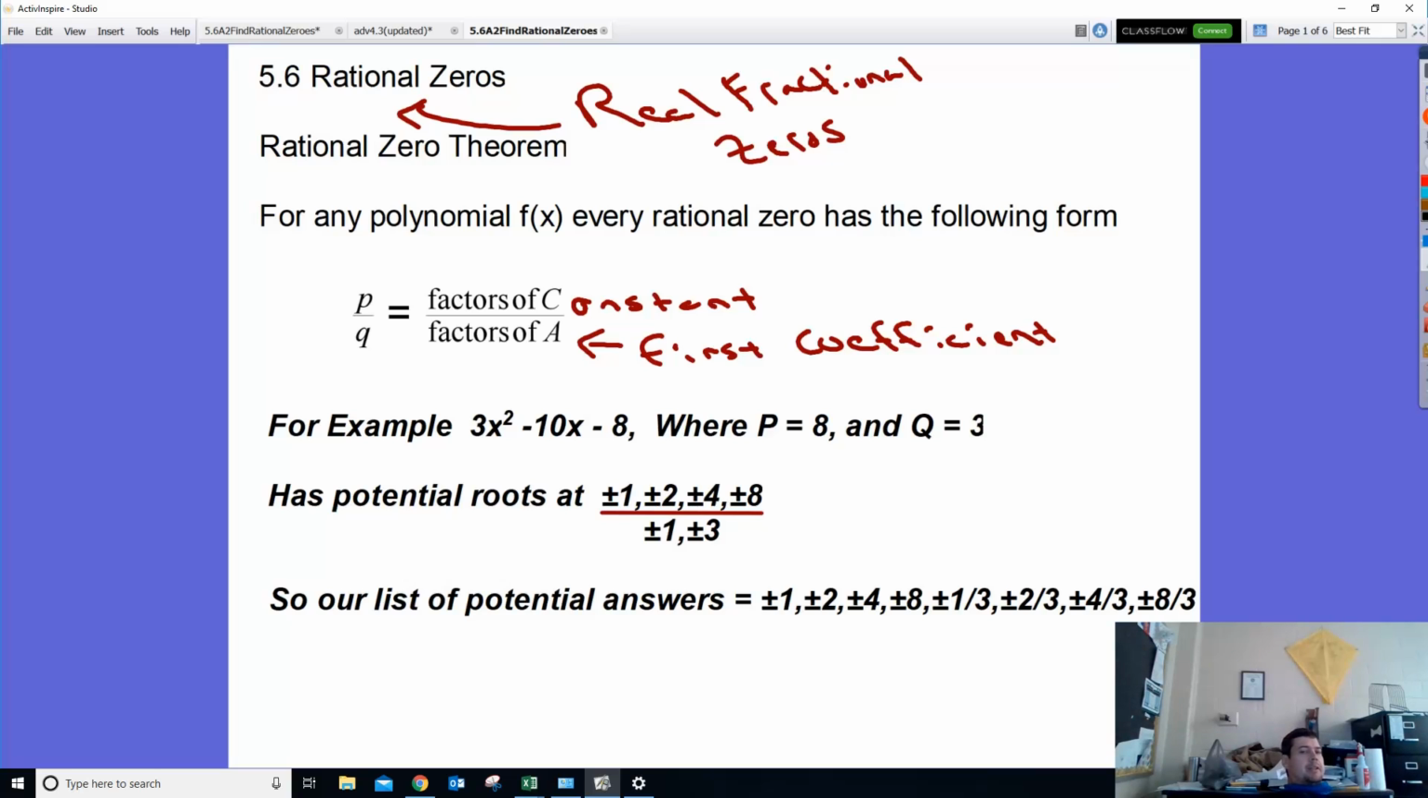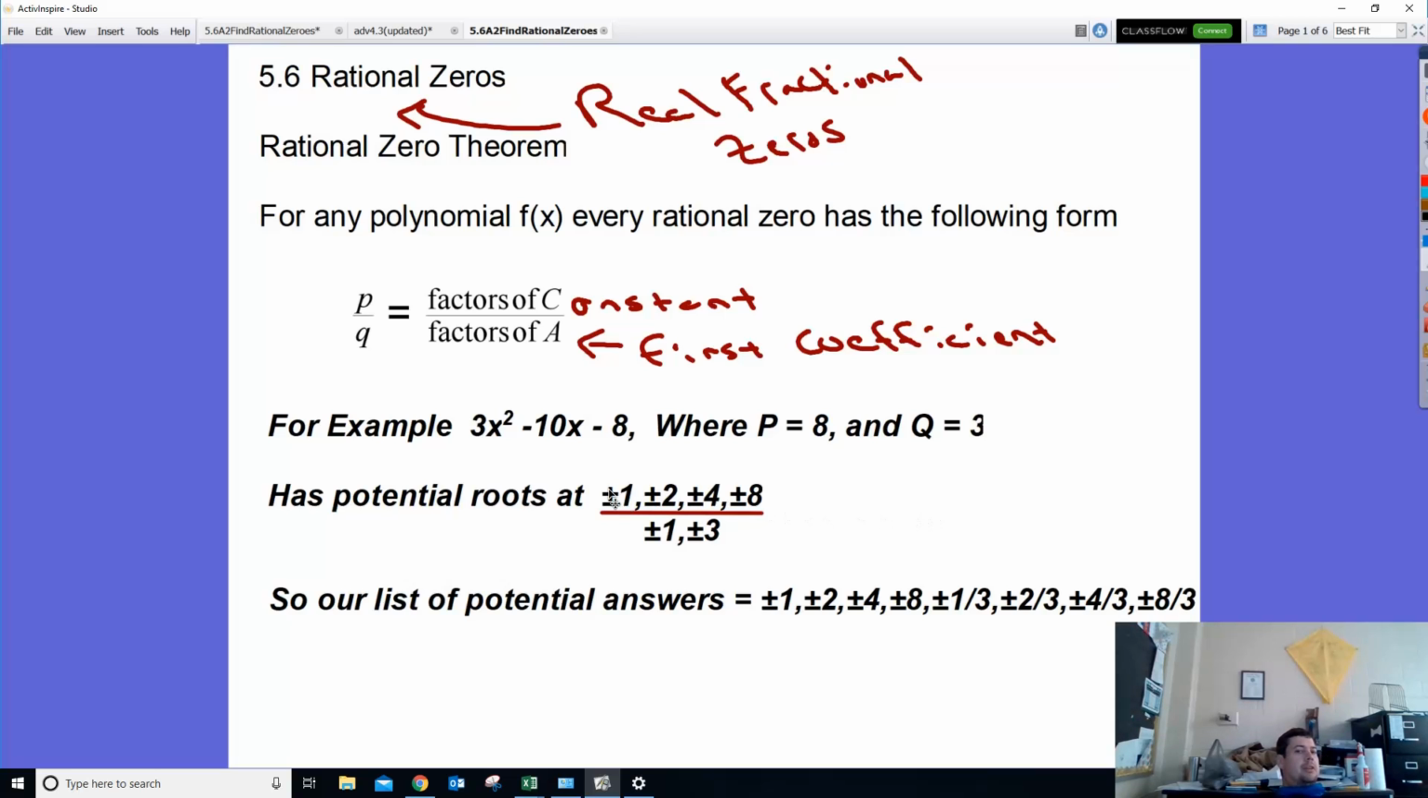Anyways, I have the example up there. The example is 3x squared minus 10x minus 8. Where p is 8, because that's the factors of c, and q is 3, a. Has the potential zeros of plus or minus 1, plus or minus 2, plus or minus 4, plus or minus 8. See right there that plus or minus 1, plus or minus 2, plus or minus 4, plus or minus 8? That came from the factors of 8. Sitting over plus or minus 1 and plus or minus 3. That came from the factors of 3. That's a list of potential zeros.